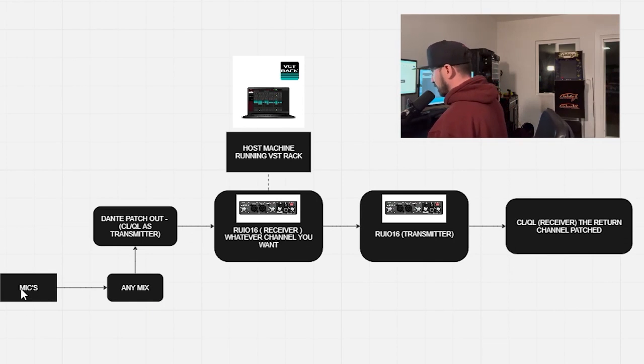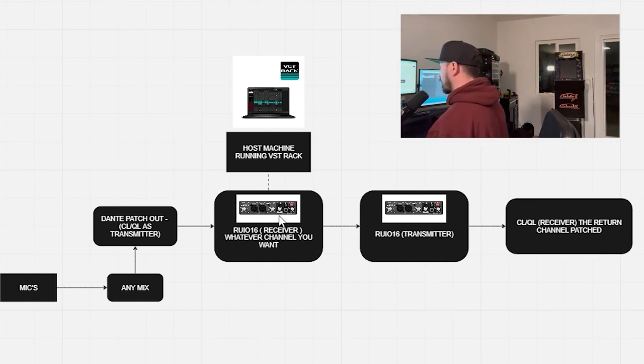In this case, I have my handheld microphones. They're getting sent into a mix, and instead of having that mix go into a matrix, it's just going out of the console via Dante. In Dante Controller, the CLQL is the transmitter, and I am patching that to whatever channel I want, 1 through 14 of the RUIO16. From this point, I can launch VST rack, and I can select the RUIO16 as a hardware device and start adding some plugins and doing some things.